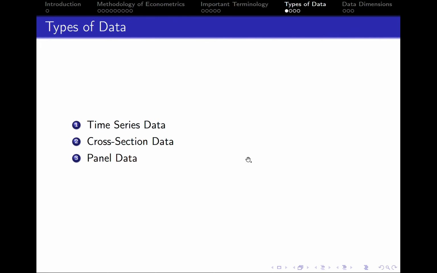In this section, I would like to discuss three types of data that exist in econometrics and that we will work with during this semester: time series data, cross-section data, and panel data. For most of the semester, we will focus on the first two types of data, time series and cross-section data, and somewhere closer to the end of the semester, we will also discuss panel data.